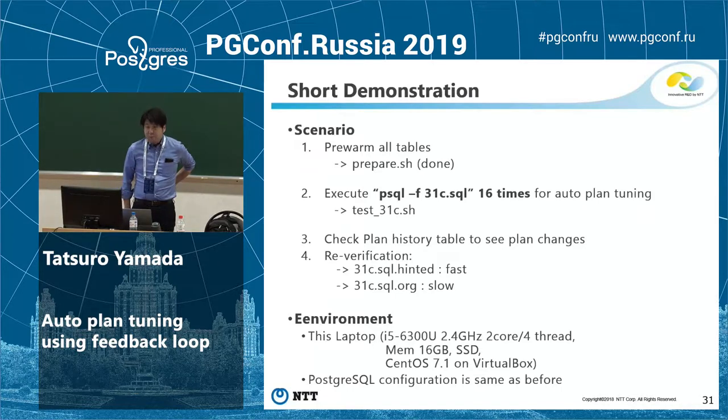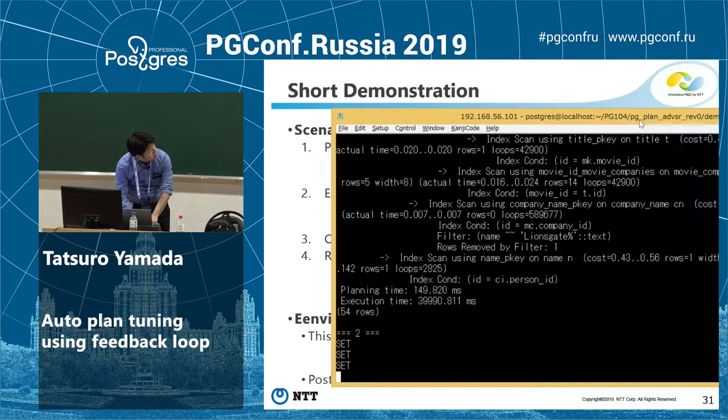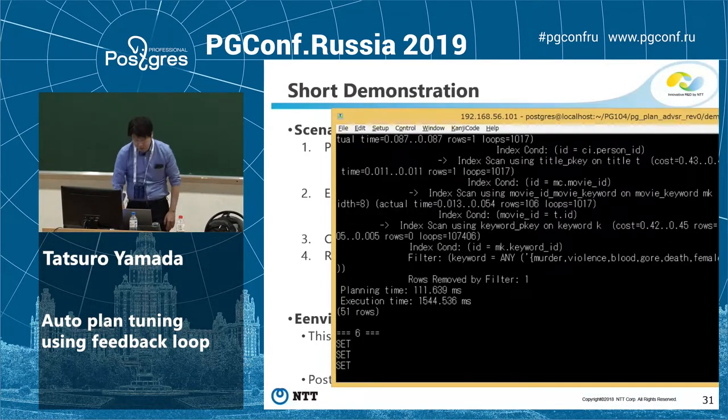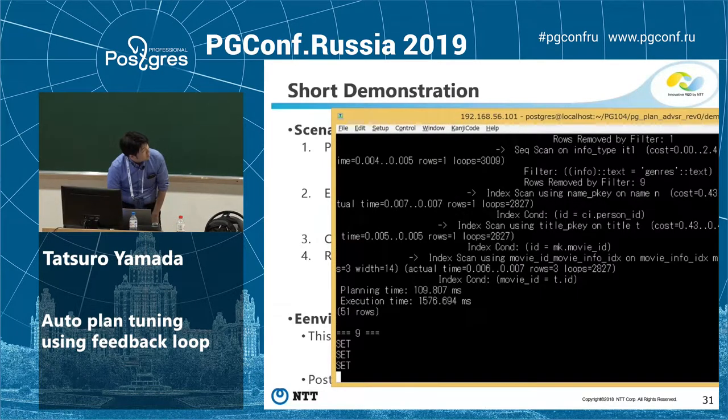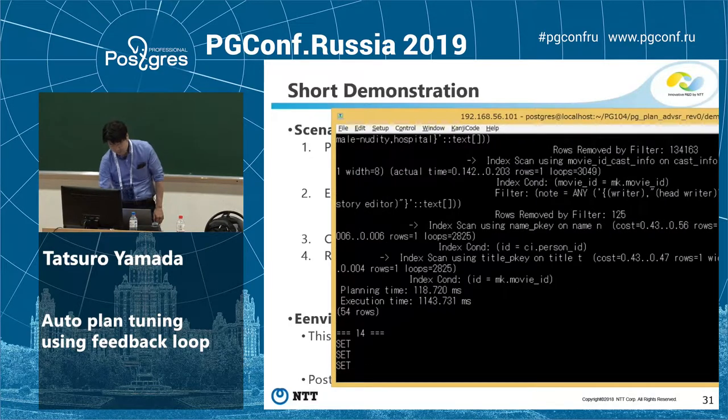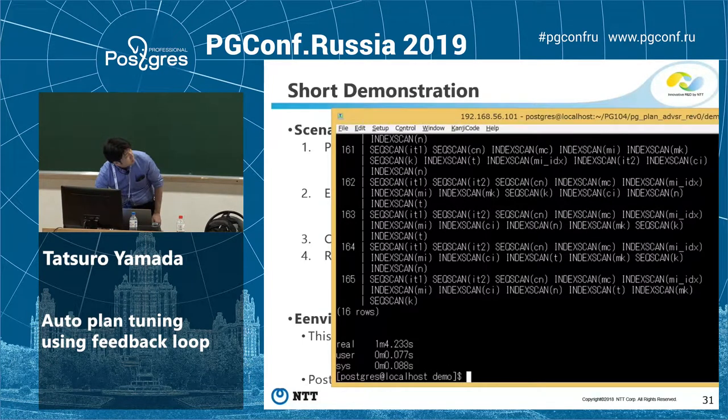I'll show you a short demonstration. It has the following operations. I'll skip the first one. Two, execute the SQL file 16 times. It is now running. Three, check the plan history table. Now running. Wait a minute.